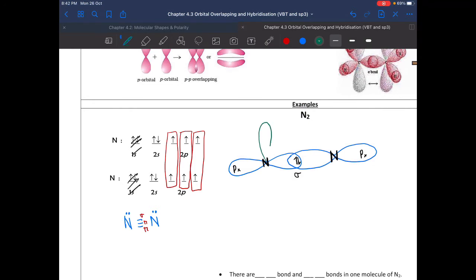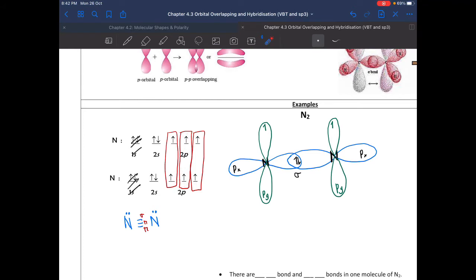So this is, let's say this one is py orbital. And py orbital has 1 electron. This nitrogen here also has a py orbital, and it also has 1 electron. How do I know it has 1 electron? It is from this electronic configuration here.